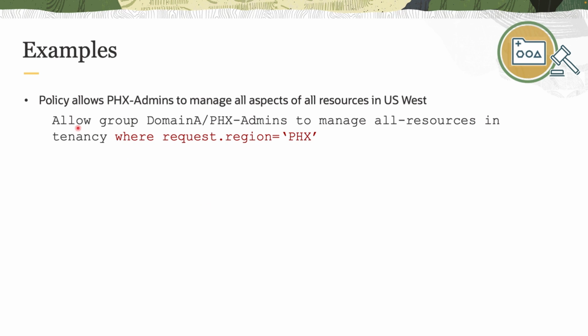If a user belongs to a Phoenix admin group, they can manage resources, but only if the request region is Phoenix. If a user tries to access resources outside the assigned region, the policy evaluation will result in false. This means they won't be able to manage or create resources in regions other than Phoenix.